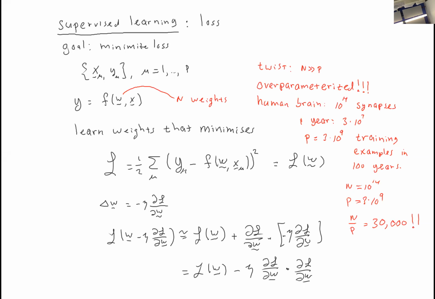This is huge. I think I did that right. 10⁴, yeah, 30,000, something like that. You have far, far, far more parameters than you do training examples. On the surface, it seems crazy. The brain shouldn't learn anything. It should basically learn everything. Let me tell you intuitively why this isn't the worst thing in the world.